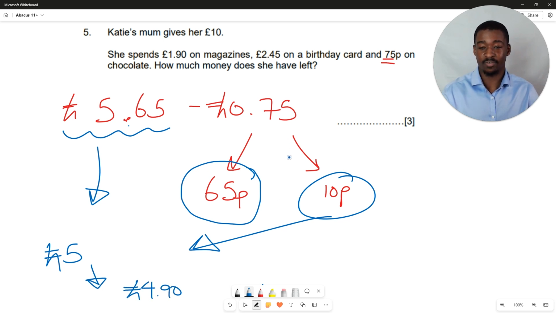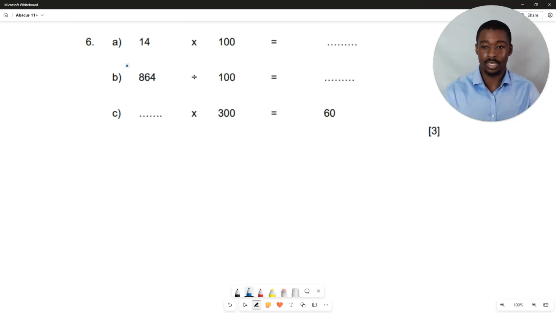So how much money does she have left overall? The answer should be £4.90. So now here for question 6, part A says, what is 14 times 100? So here we know it, just be very careful. Add the 2 zeros, giving us 1,400.